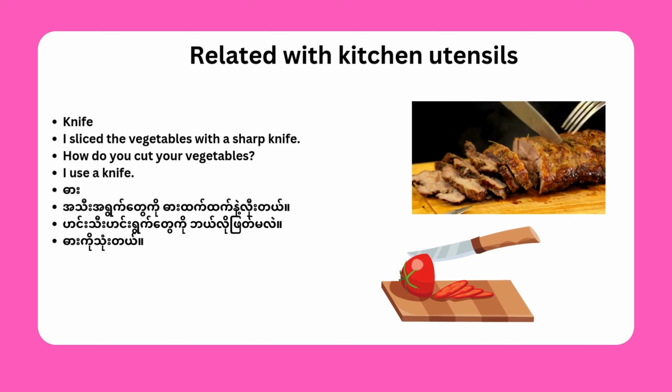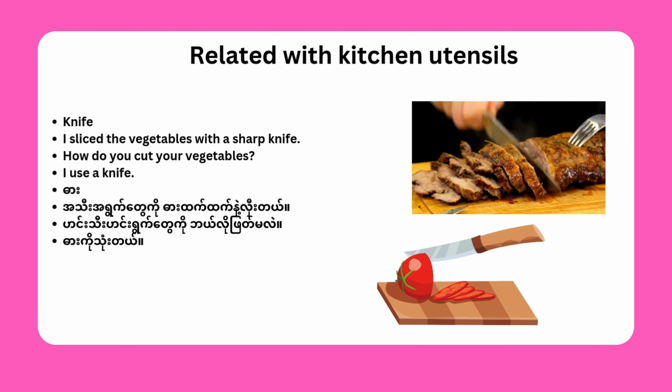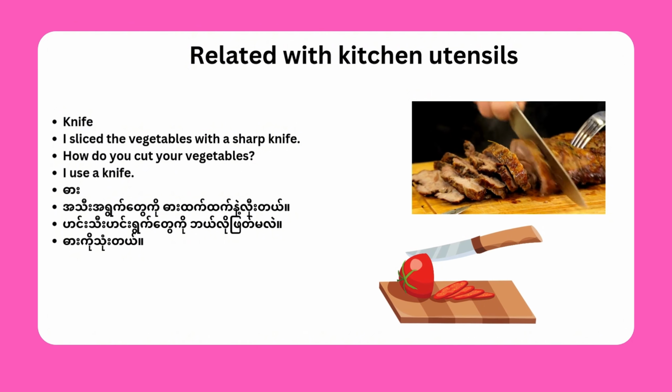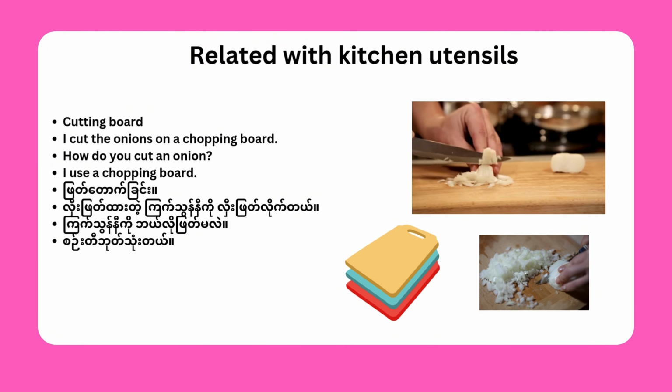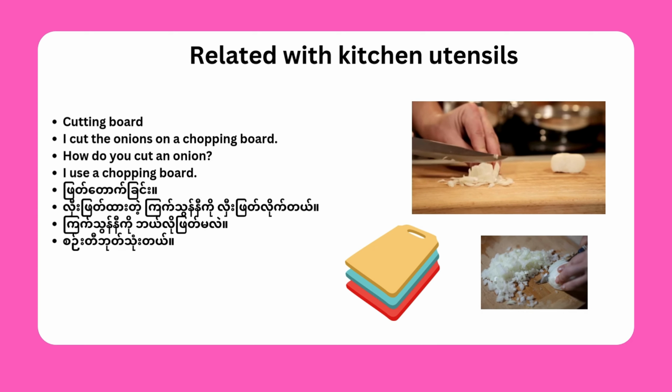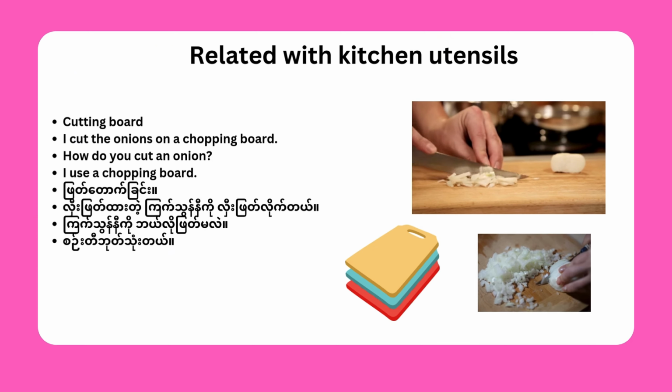I sliced the vegetables with a sharp knife. How do you cut your vegetables? I use a knife. Cutting board. I cut the onions on a chopping board. How do you cut an onion? I use a chopping board.